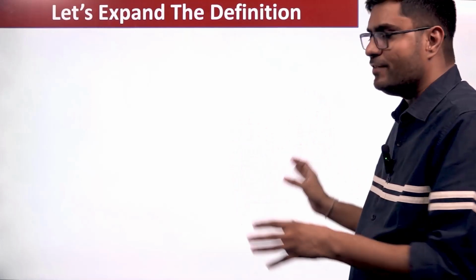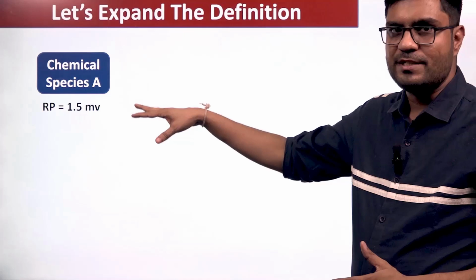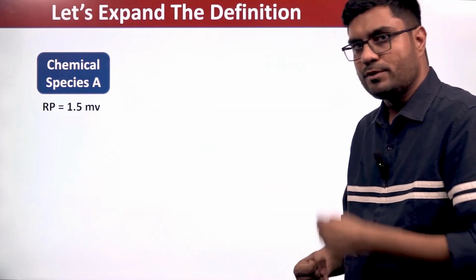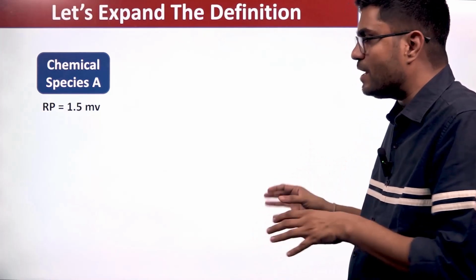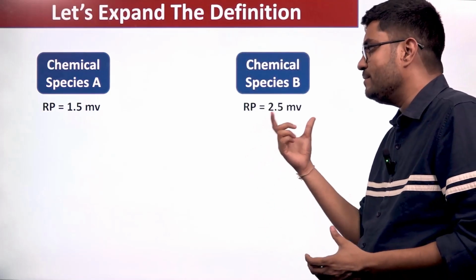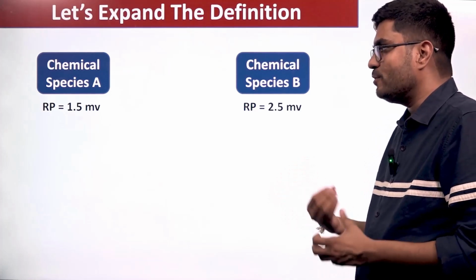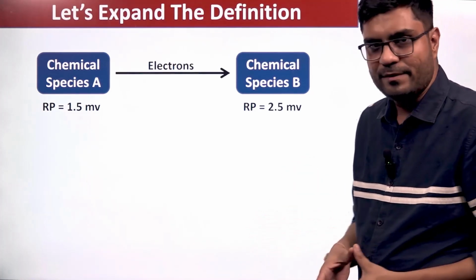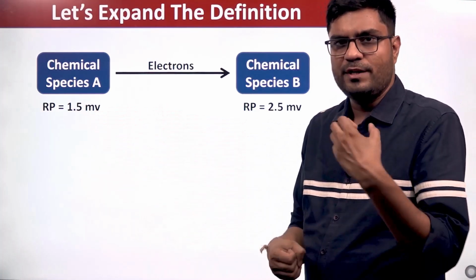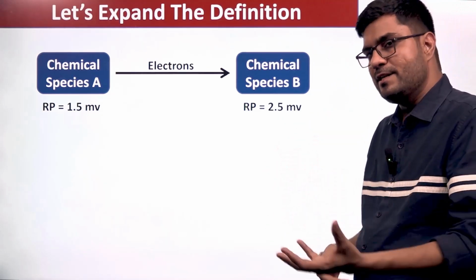Now we can expand this definition by bringing some numbers. Let's imagine we have a chemical species A with a reduction potential equal to 1.5 millivolt. Now in the same microenvironment, we have another chemical species, B, with a reduction potential equal to 2.5 millivolts. Now what will happen? It is very easy to explain, because chemical species A has a lower tendency of accepting the electrons and chemical species B has a higher tendency of accepting the electrons.